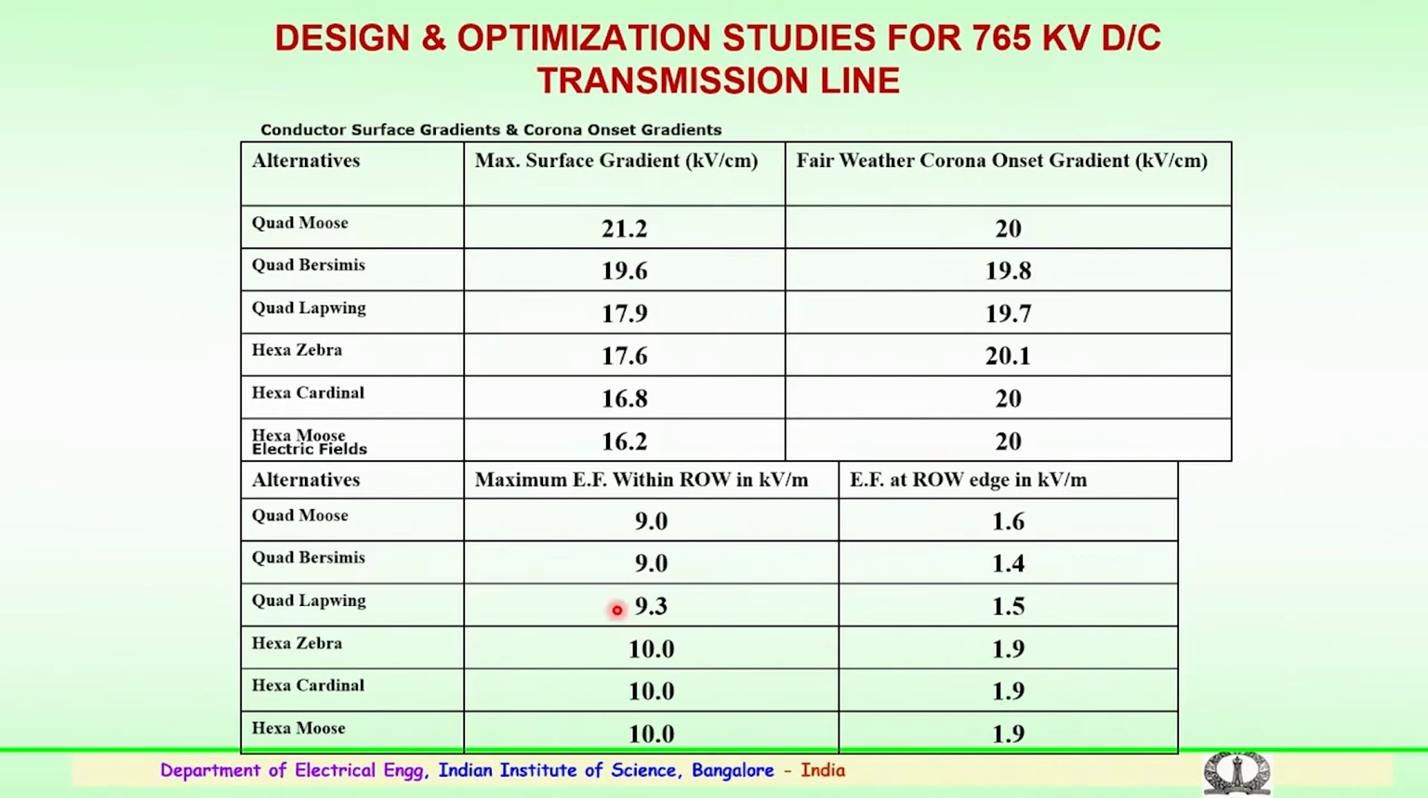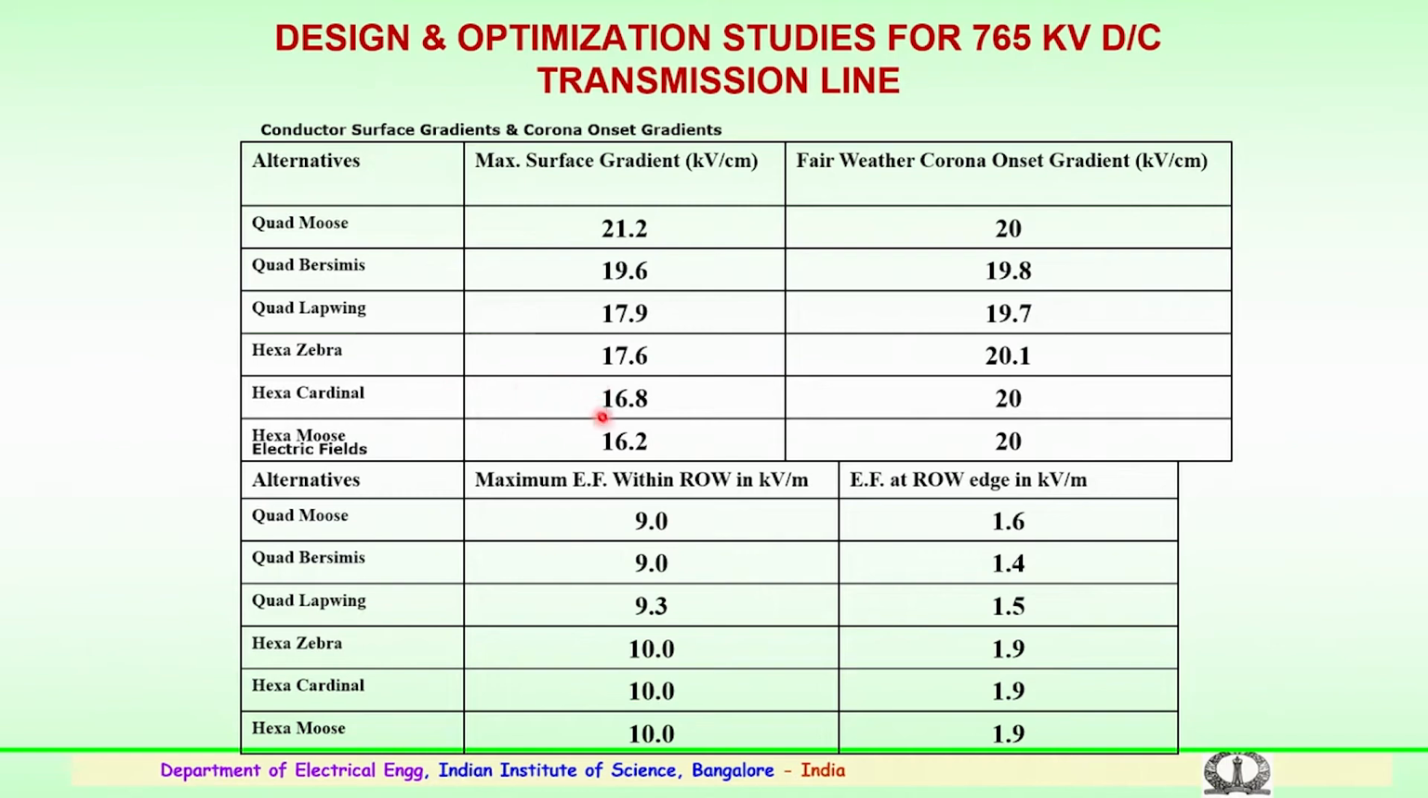So, the design and optimization which was carried out again for the 765 kV double circuit transmission line gives the values of maximum surface gradient, which is given here in kilovolt per centimeter, and fair weather corona onset voltage gradient in kV per centimeter. So, this is the maximum surface gradient, and this is the clean condition onset, that is the inception corona gradient, in kV per centimeter. Again for various types of conductor alternatives, that is using a 4 conductor quad Moose type of conductor, quad Bersimis, quad Lapwing, hexagonal 6 conductor Zebra, 6 conductor Cardinal or hexagonal Moose type of conductors.